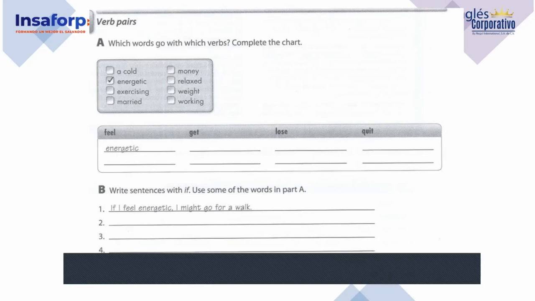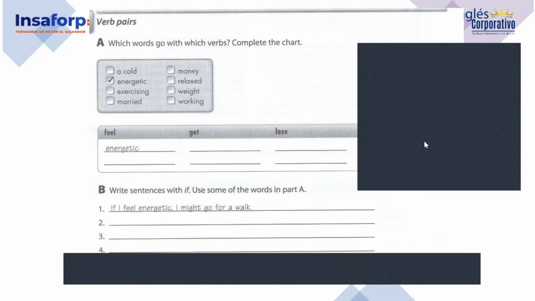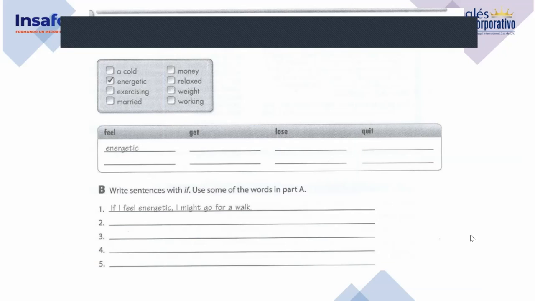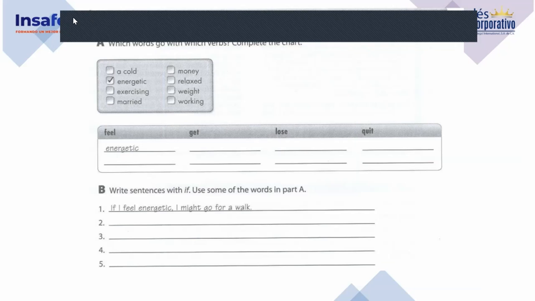Don't forget that in this one you need to write simple present, and then you can have something with future or also a modal verb. We're working with two modal verbs in this one. You can use might, or you can use may.